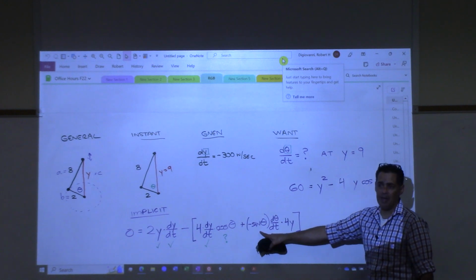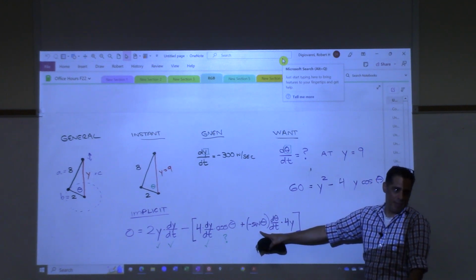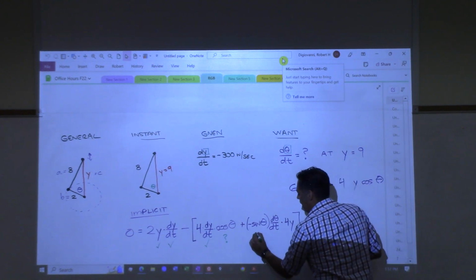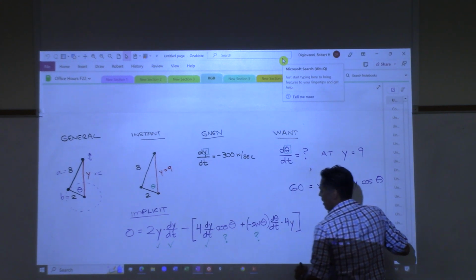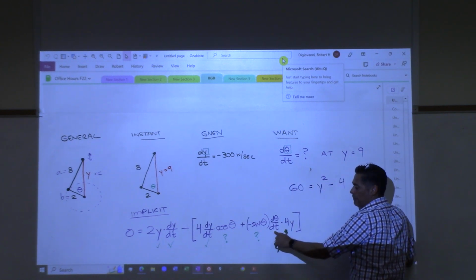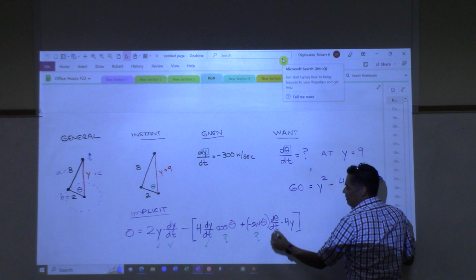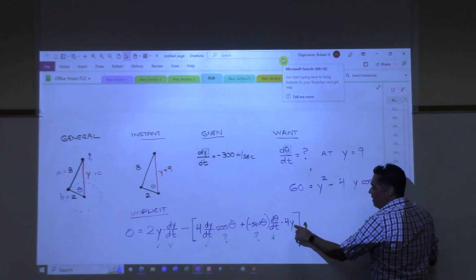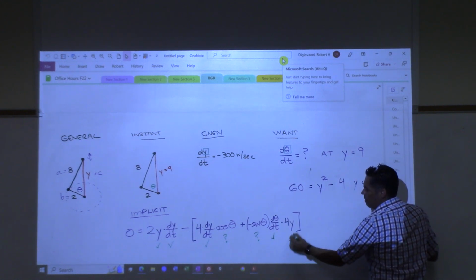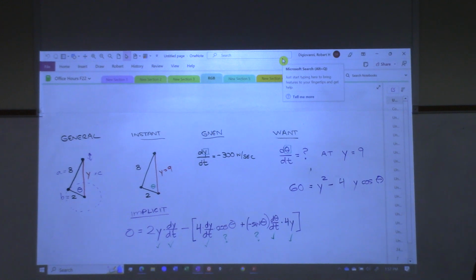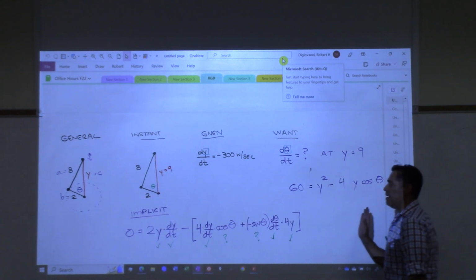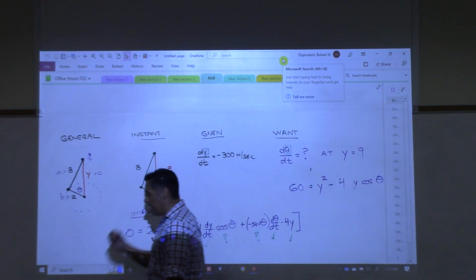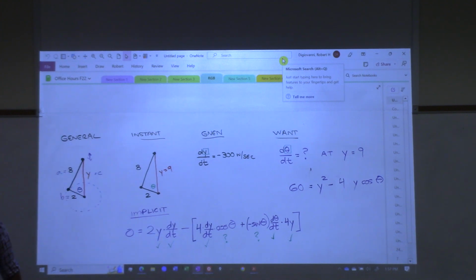Do we know sine of theta? Again, no, we don't know what theta is yet. But I know I can get it from this. d theta dt, well, that's what we're looking for, so I'm happy to see that. Y, we already said y was 9. So everything there is either something we have directly, or indirectly we can figure out what it is.